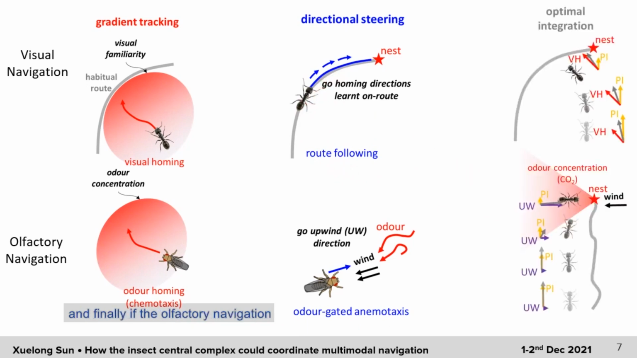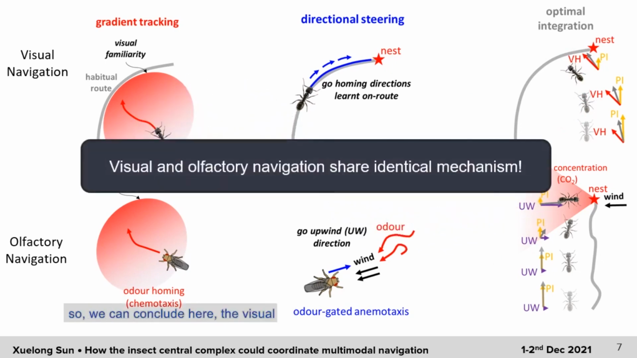And finally, if the olfactory navigation could be encoded in the same format as visual homing, then our previously applied ring attractor could also be used here to combine path integration and olfactory navigation optimally. So we can conclude that visual and olfactory navigation share the same mechanism. So here we adapted our visual model to model the olfactory navigation.